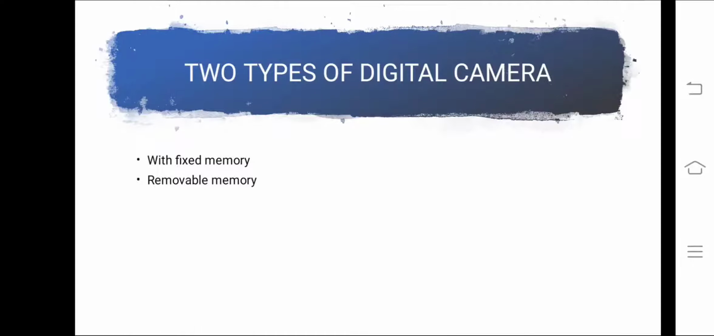The second one is the removable memory camera, which allows the user to load and replace a variety of storage cards or memory cards, in the same fashion as film is exposed and replaced with new film. Removable memory cameras are digital cameras where you can remove the memory card and replace it with a new one, or you can transfer the images from the memory card to the computer and then put the memory card back so you can use it again.